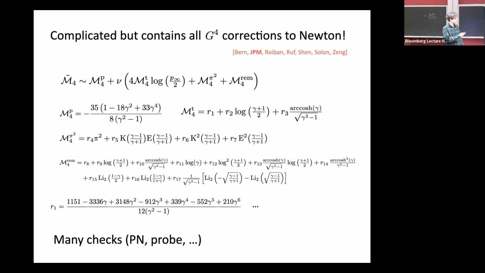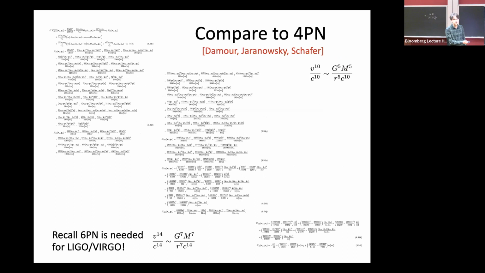Just as an illustration, this is what LIGO is using, which is the fourth post-Newtonian potential, which is just one of the terms in the expansion of what I showed in the previous two slides, which contains an infinite number of terms. This is in a different coordinate system, but this is just some random rational function with large numerical coefficients, which contains much less information than these two slides that I showed you before.